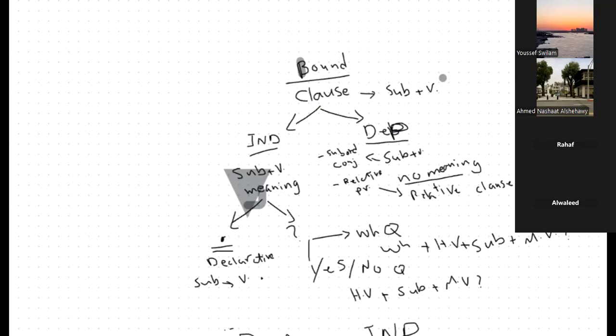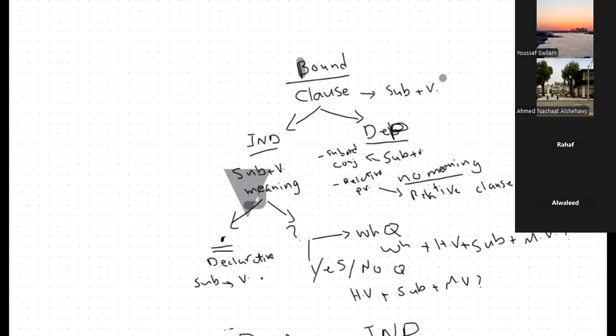What is the clause? The clause is a group of words that has subject and verb. It's easy. The clause consists of subject and verb. Yes. Only? No. You have to differentiate between two kinds of clauses.